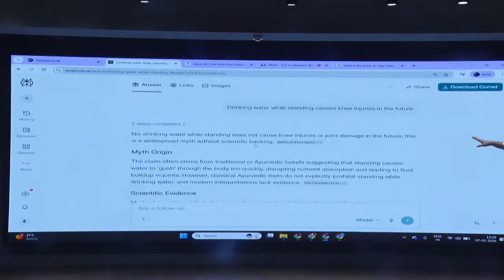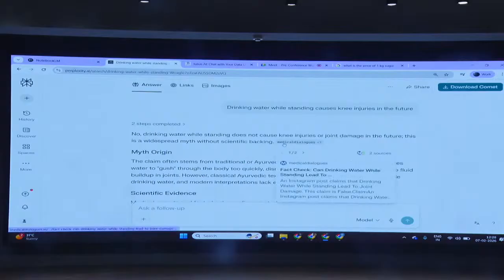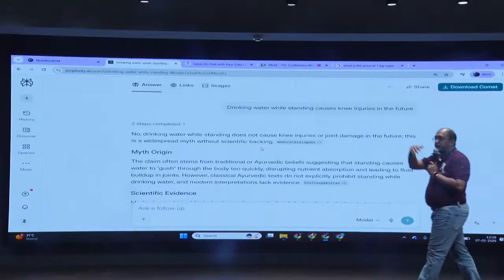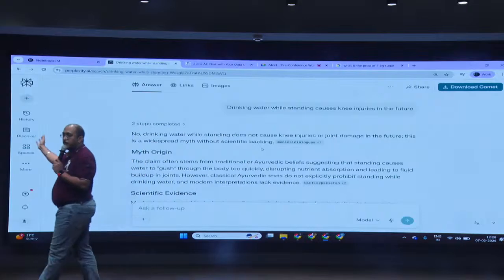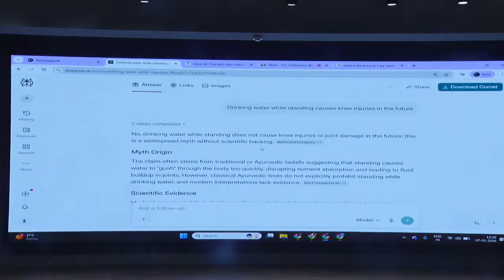The very first thing it is saying, no, drinking water while standing does not cause knee injuries or joint damages in future. This is a widespread myth without scientific backing. Here is a link based on which it is claiming. Now, whenever you want to do blind forwards to anyone, at least check it. Or whenever you want to make a claim, check it. You have a tool, and this will give you the sources.